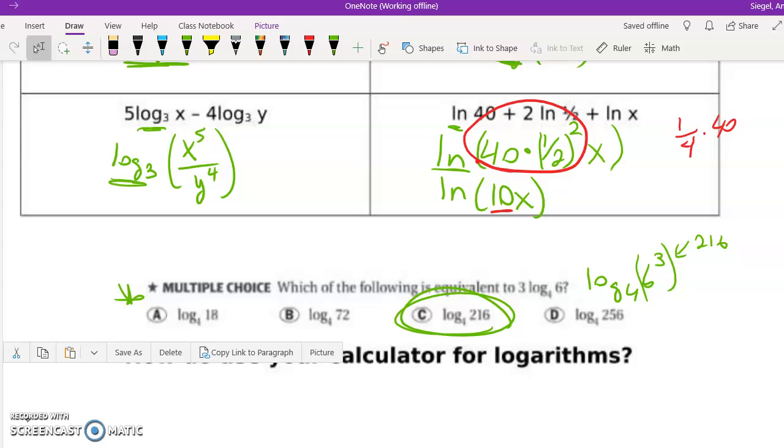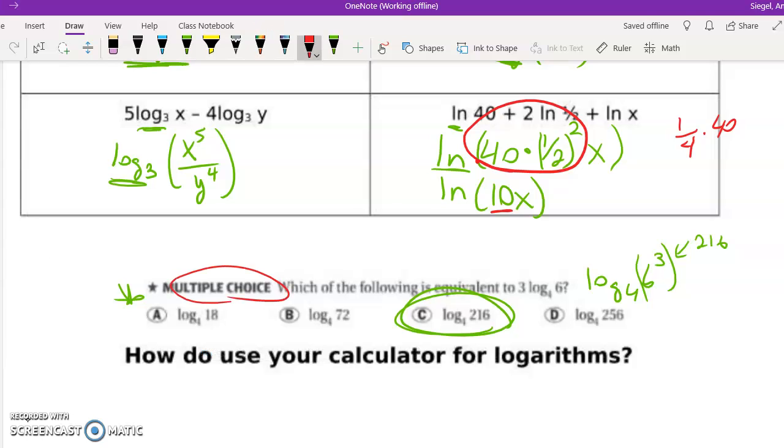And then finally, for this multiple choice one, I showed my work here. So I leapfrogged this 3 back up. So I got 10 to the third power, which is 216. And so that ended up being C.